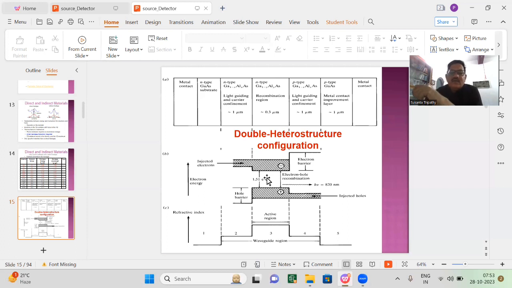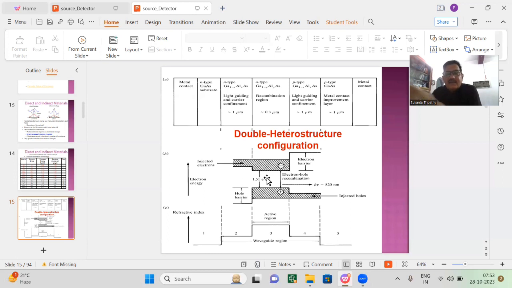So when the electrons and holes are injected due to this forward biasing, what will happen is the electrons and holes cannot come out of this barrier, and therefore they will be confined within this recombination region. And therefore the first condition which we are talking about, that there should be a carrier confinement, is realized. And this is realized by suitably adjusting the value of band gap of recombination region and confinement region.